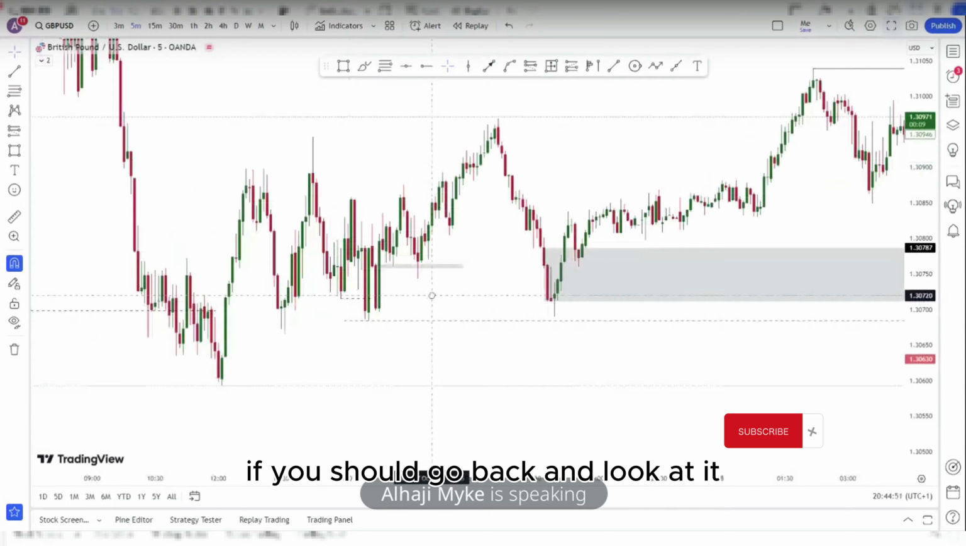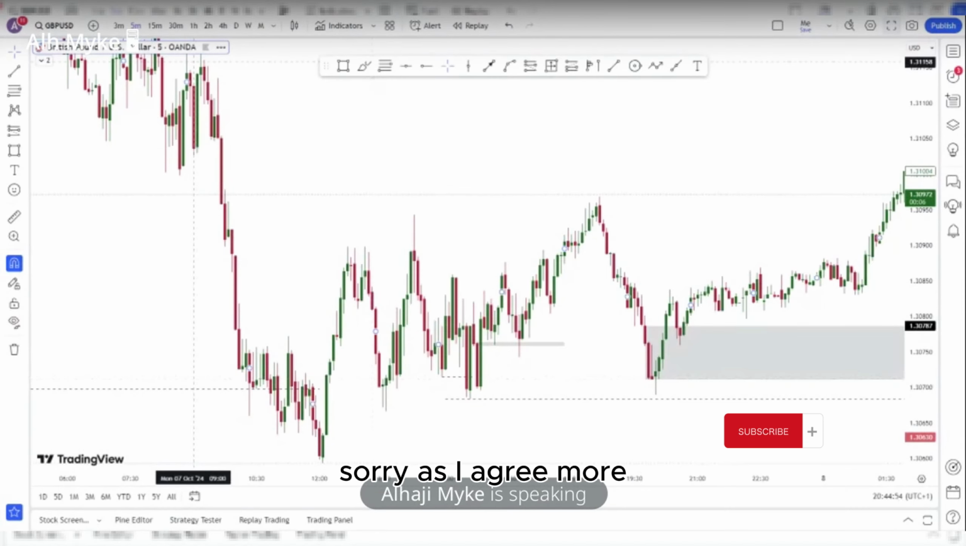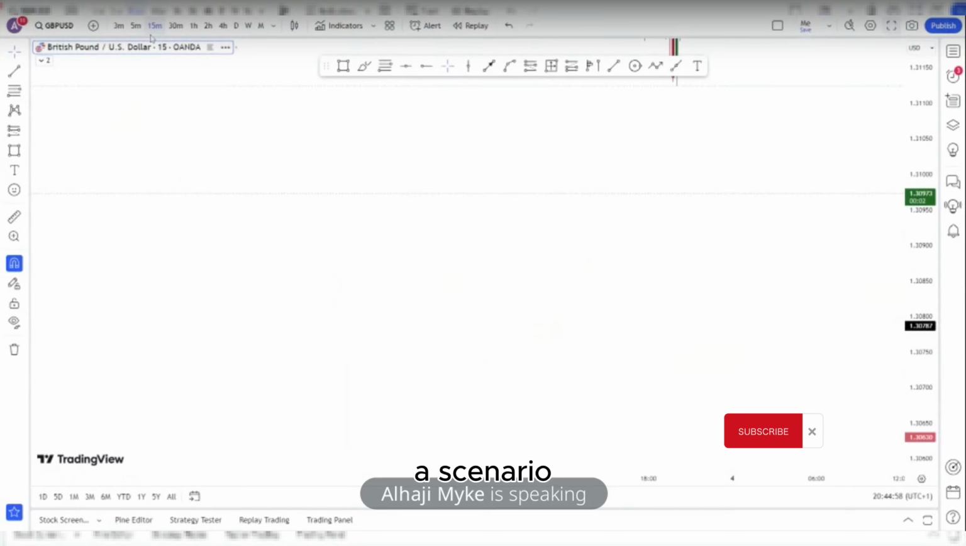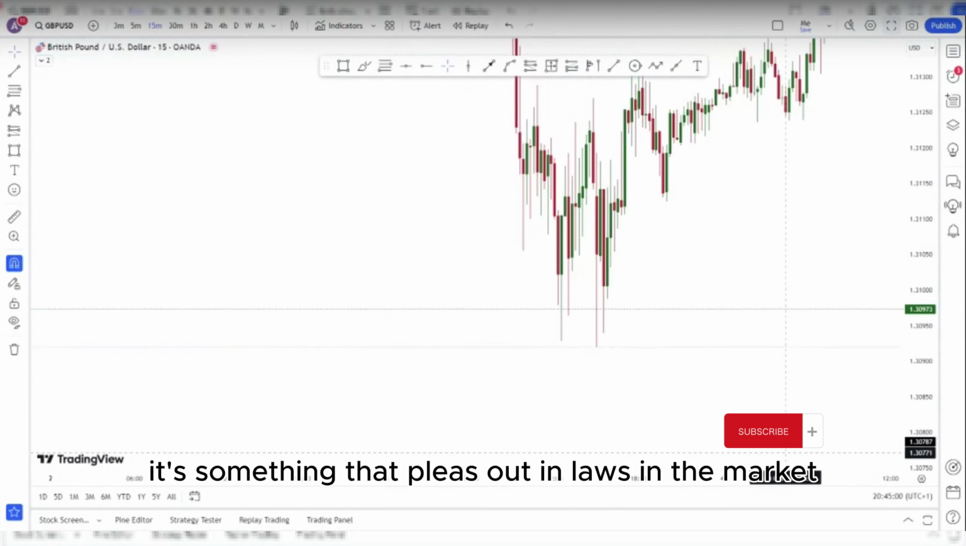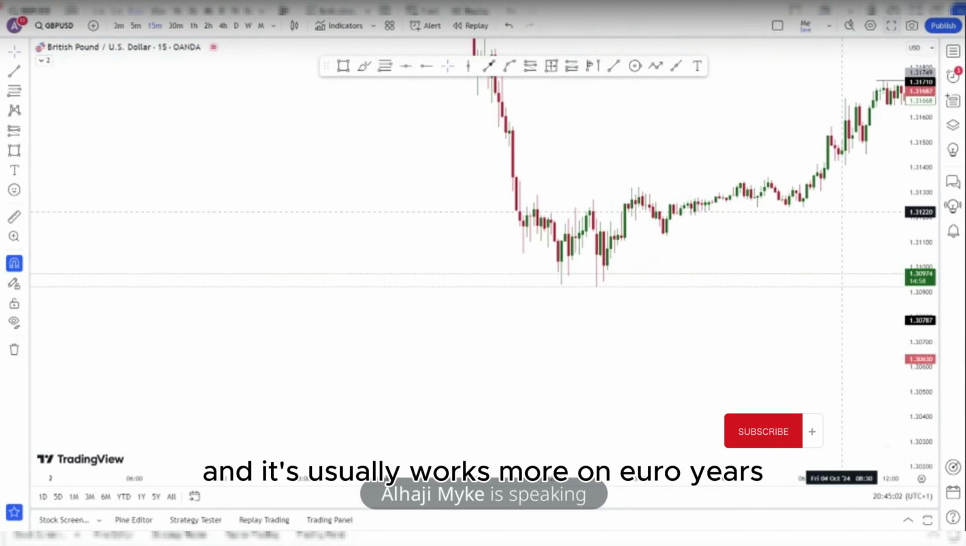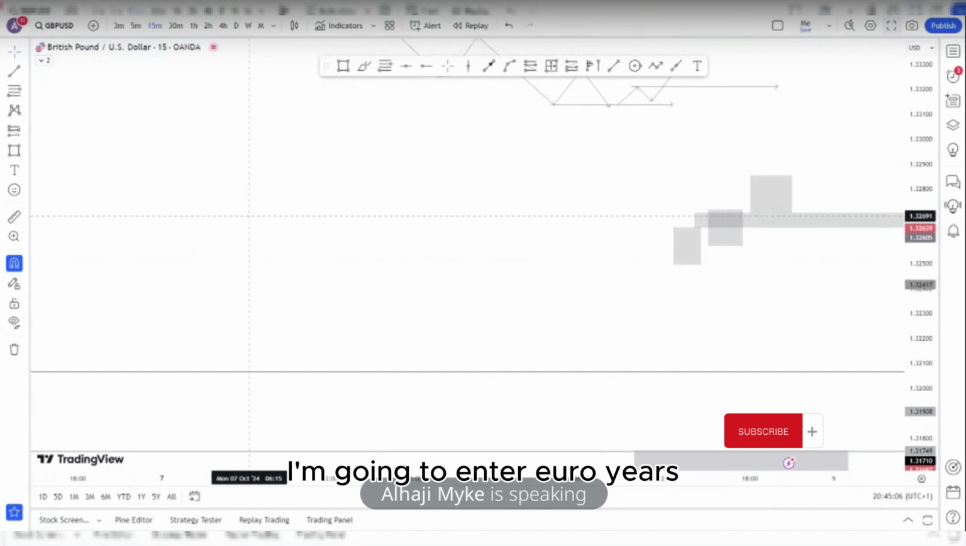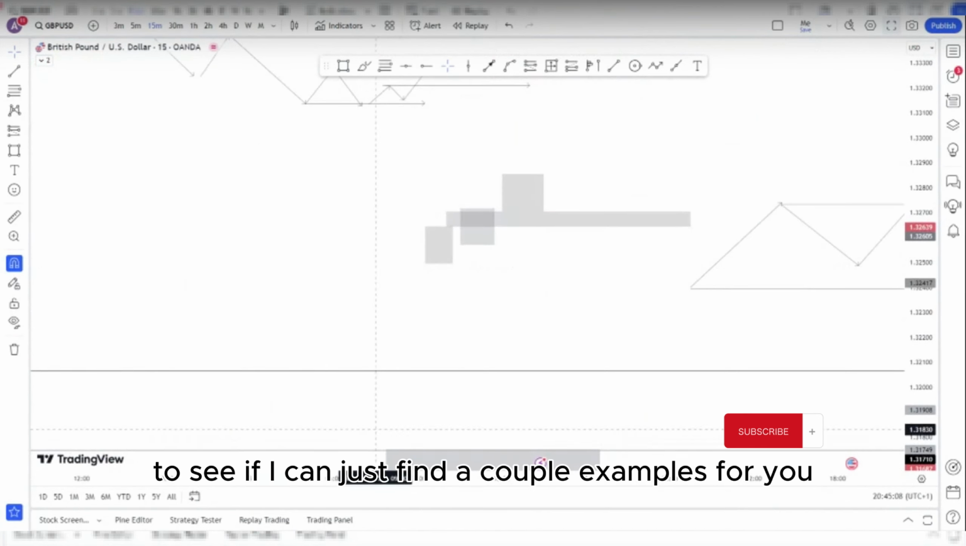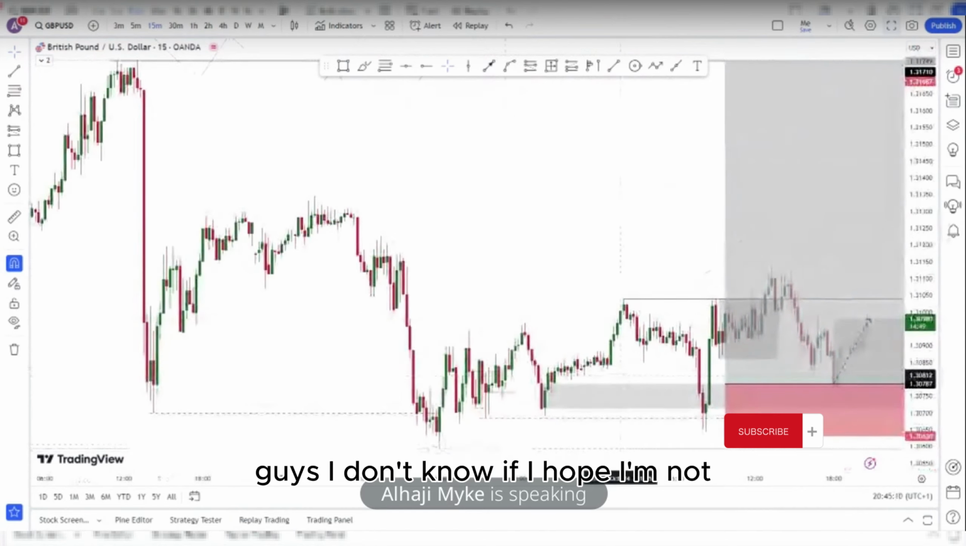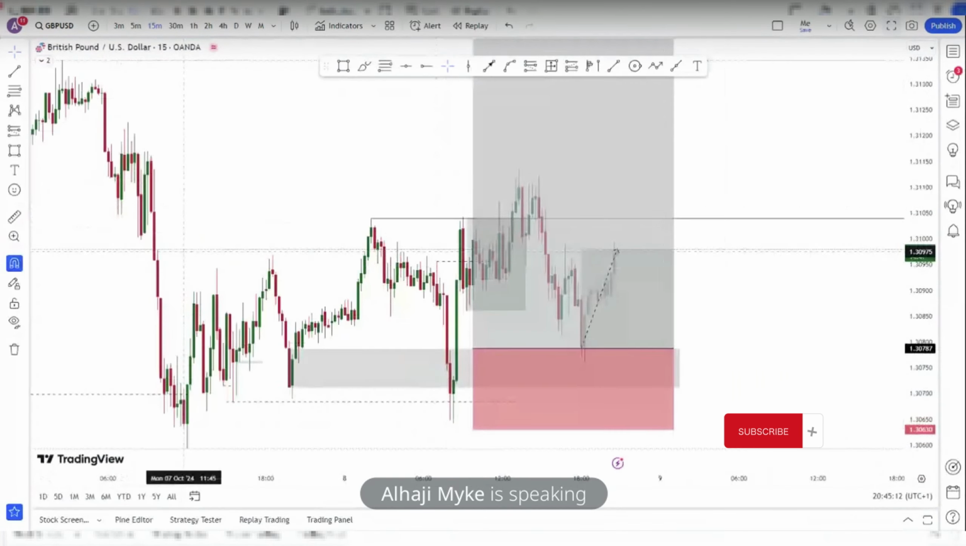If you should go back and look at it, as we go on, you understand more, but this is just an example, a scenario. It's something that plays out a lot in the market, and it usually works more on Euro USD. After we're done with this session, I'm going to enter Euro USD, see if I can find a couple of examples for you. Alright, I hope nobody's lost.